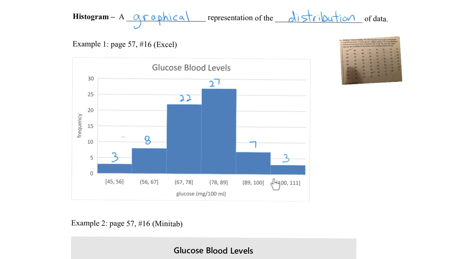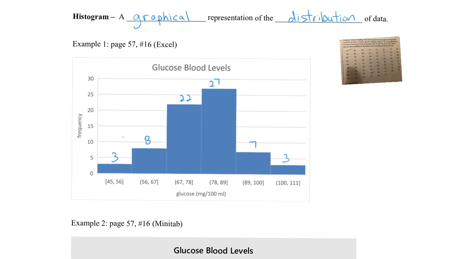These are each a class of numbers. And we always want to label the axes. So we've got a label on the horizontal axis, and a label on the vertical axis. We've got a title. We always want to have that.